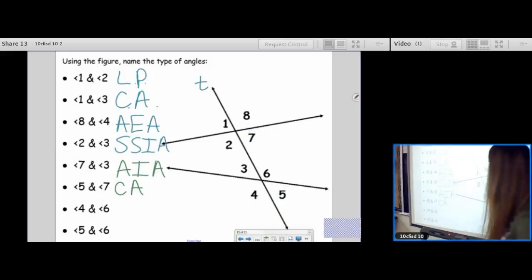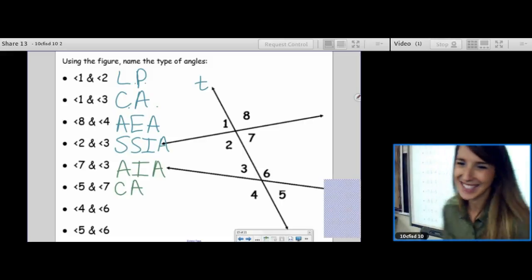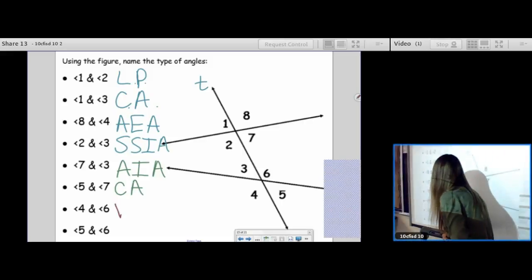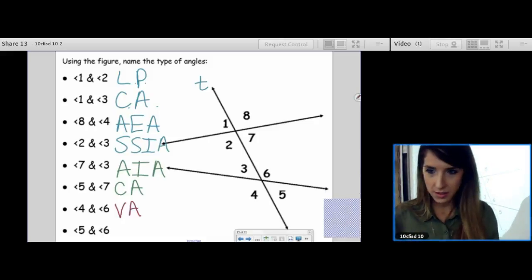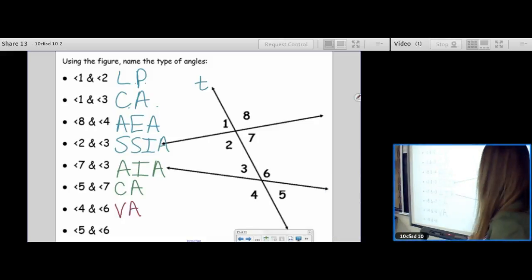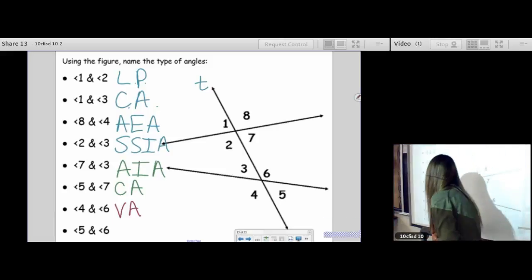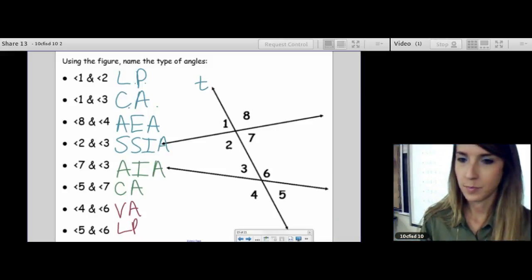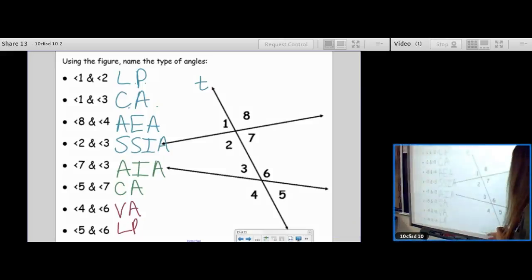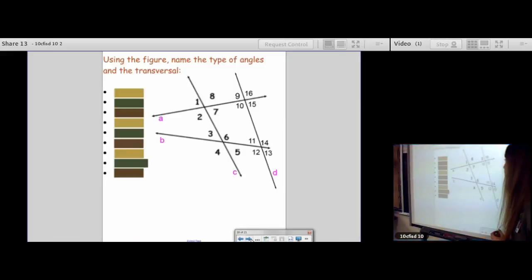All right, 4 and 6. What's the vocab word for 4 and 6? Vertical angles from last unit. Vertical angles. And 5 and 6: another linear pair. Okay.